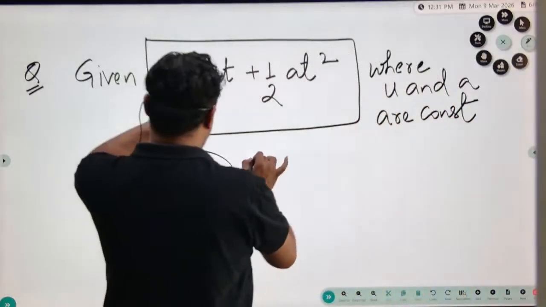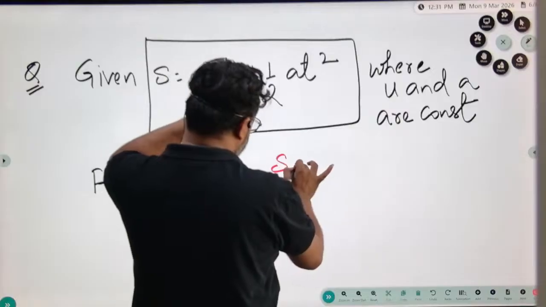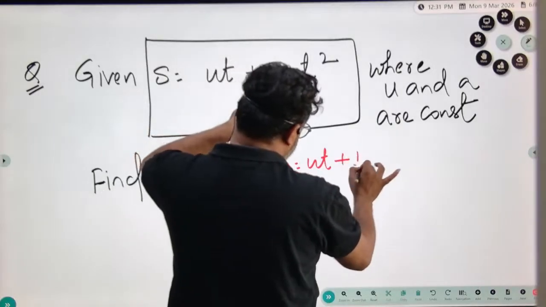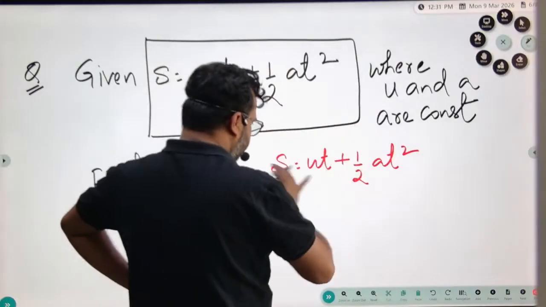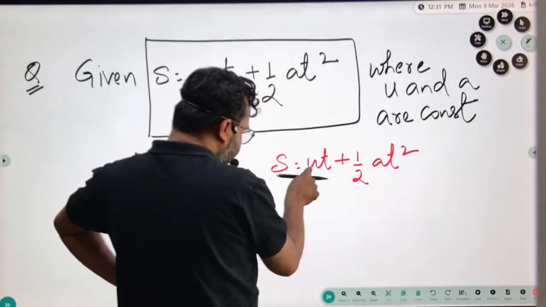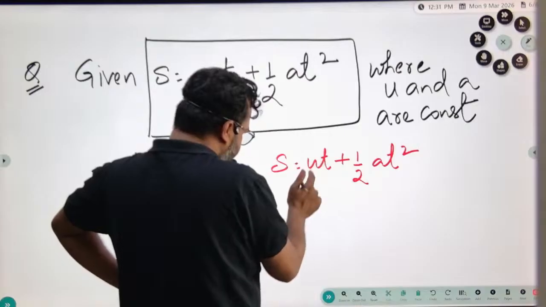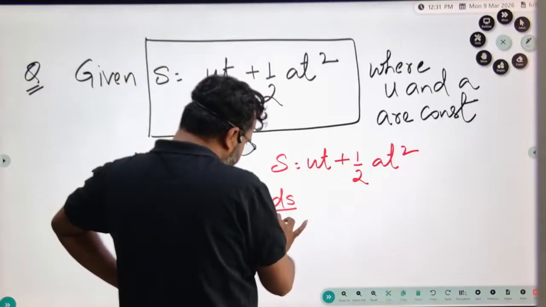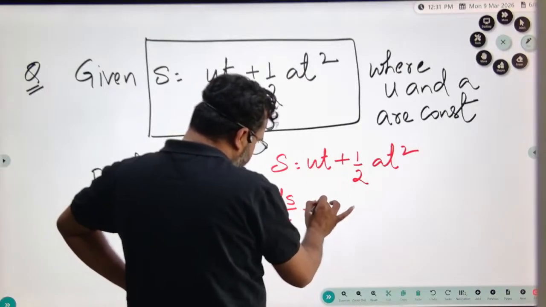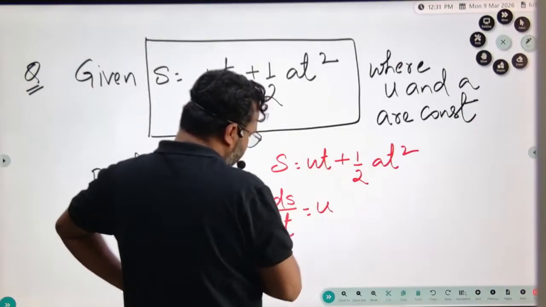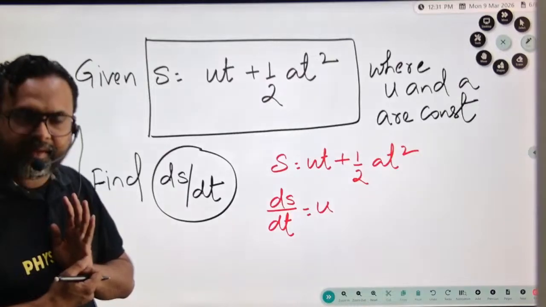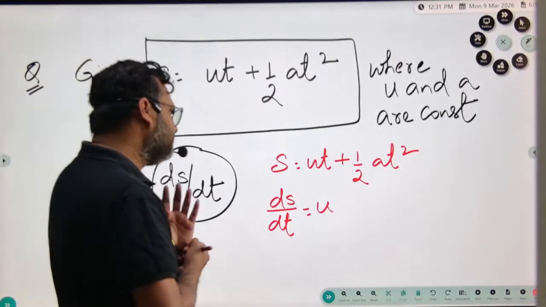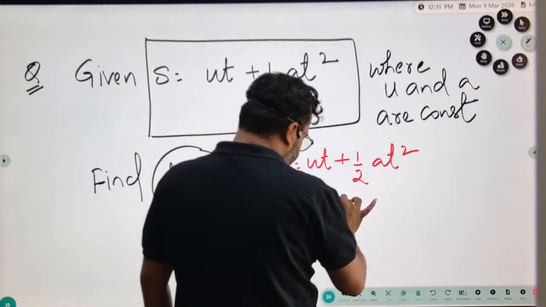Now, the value of s is ut plus half at square, where u and a are constant, no doubt at all. But this constant is in multiplication with the function, right? So what you do, you just take it outside and you have to find the derivative of t. What is the derivative of t? Derivative of t is 1. That means here it is 1.